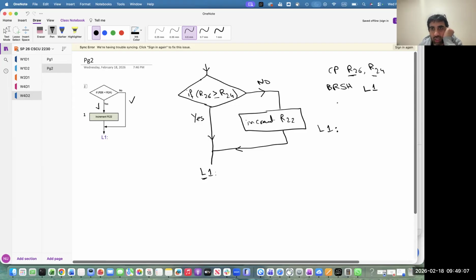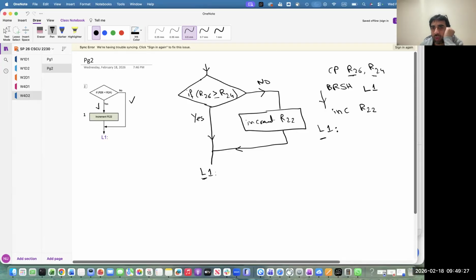And if it is not, then what will happen? Go to the next instruction in sequence. Don't take the jump to this label, but do the instruction next in sequence. So what should it be? It should be this one, increment R21. Increment R22.